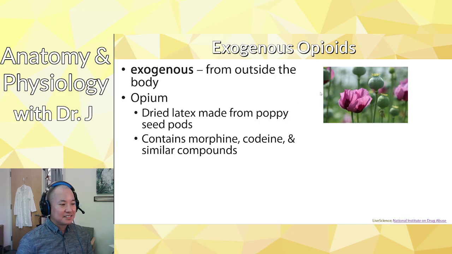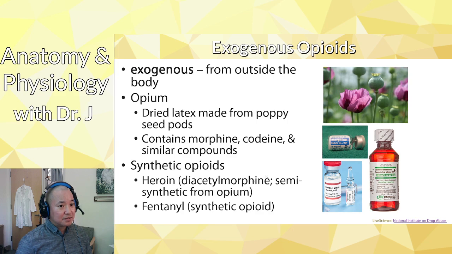Opium is a recreational drug, but it was originally derived from these little seed pods. It's actually a dried latex, a kind of sap, and it contains many compounds, including morphine, codeine, and similar compounds that all tickle the same opioid receptors that our natural endorphins do. There are also synthetic opioids, and one of the first ones was heroin, along with fentanyl. If you've heard of fentanyl in the news, that also targets those receptors.